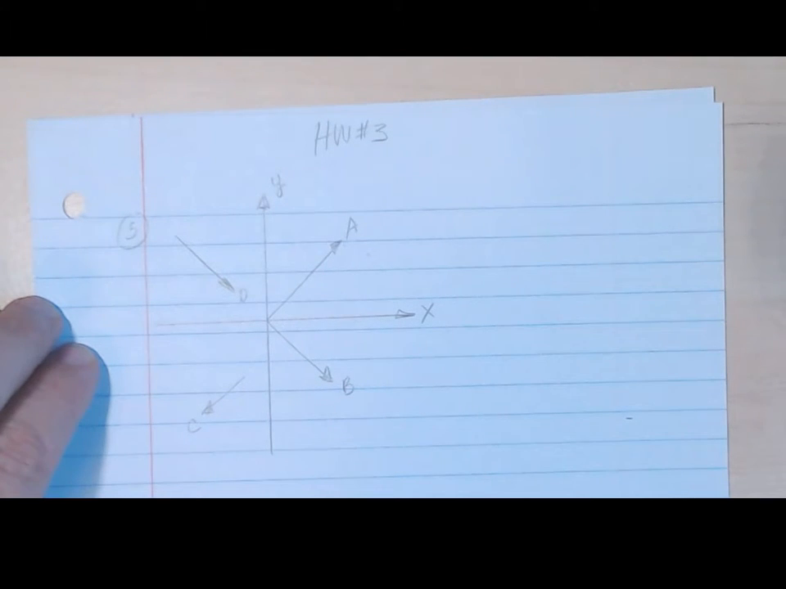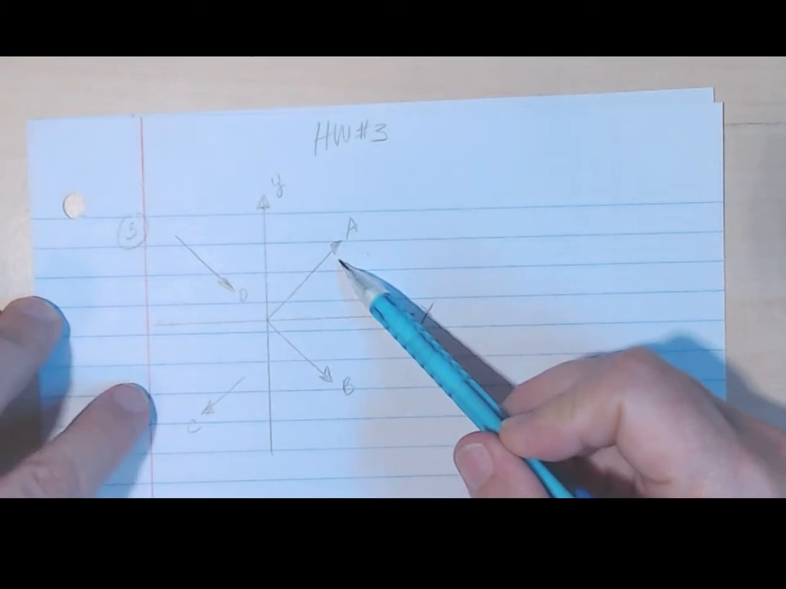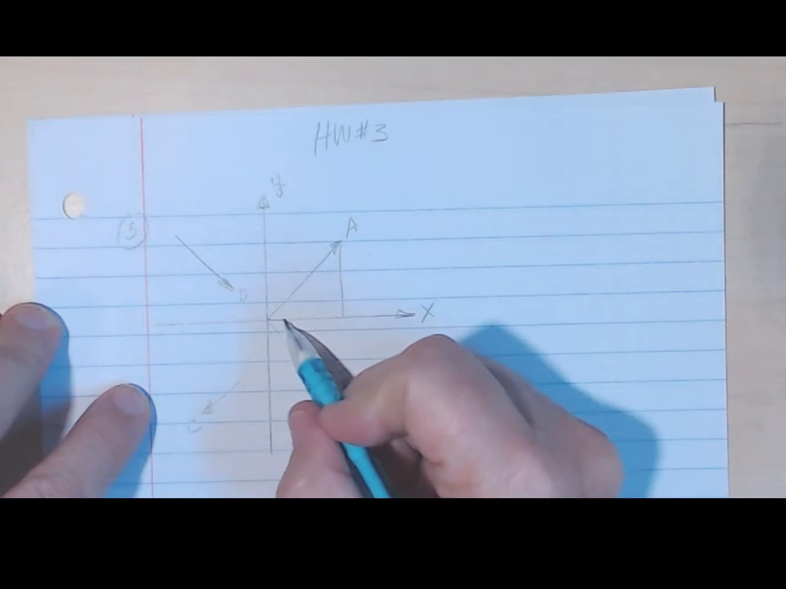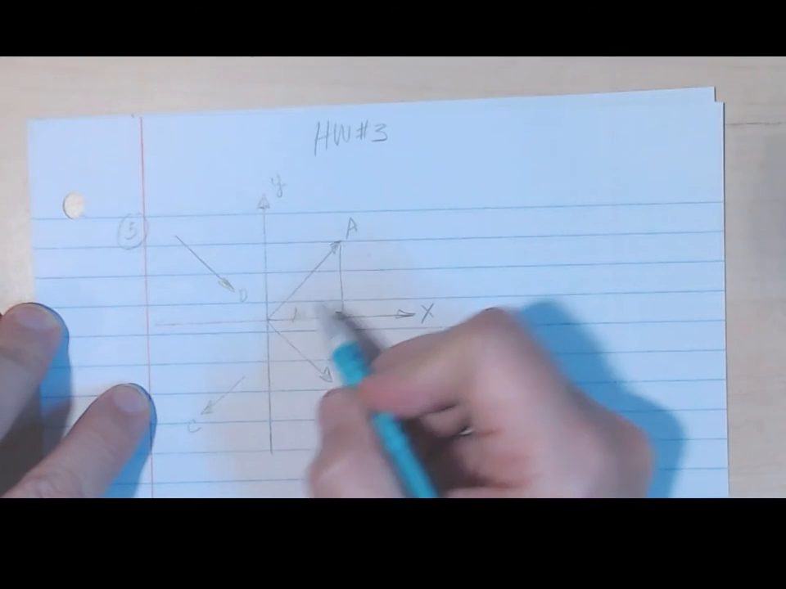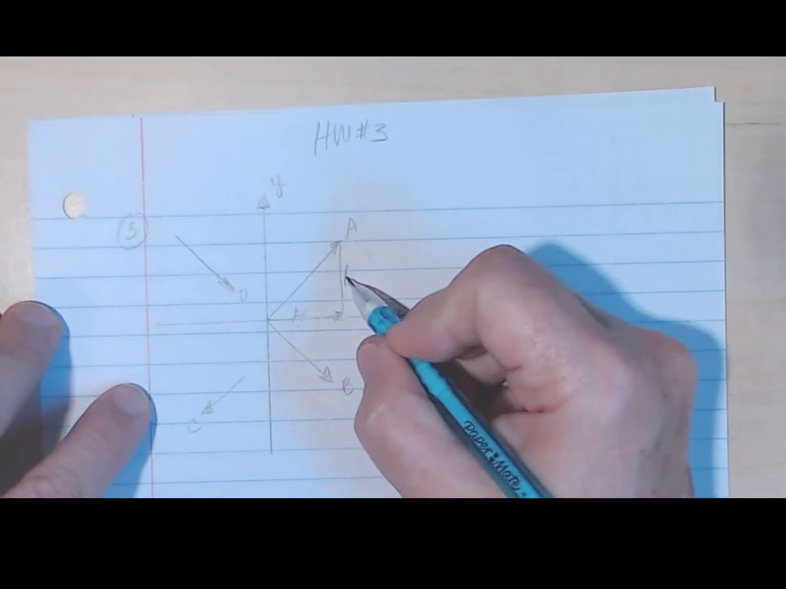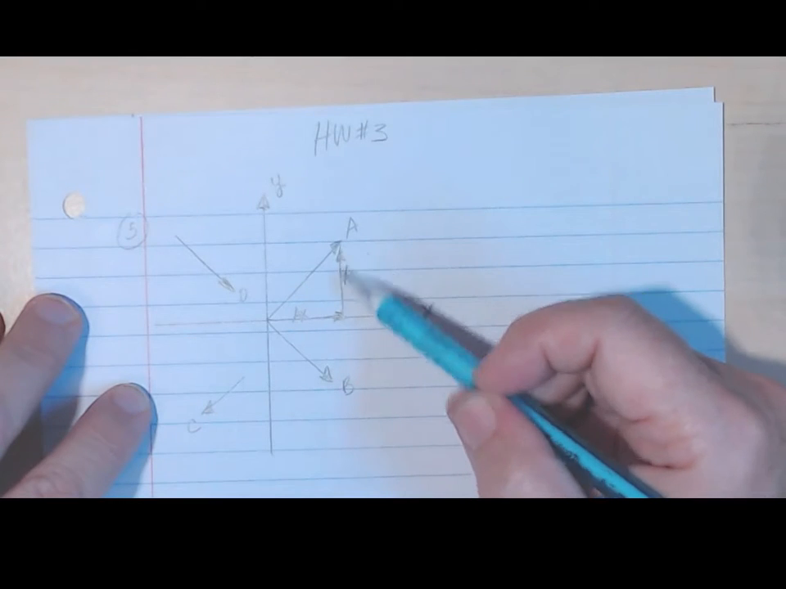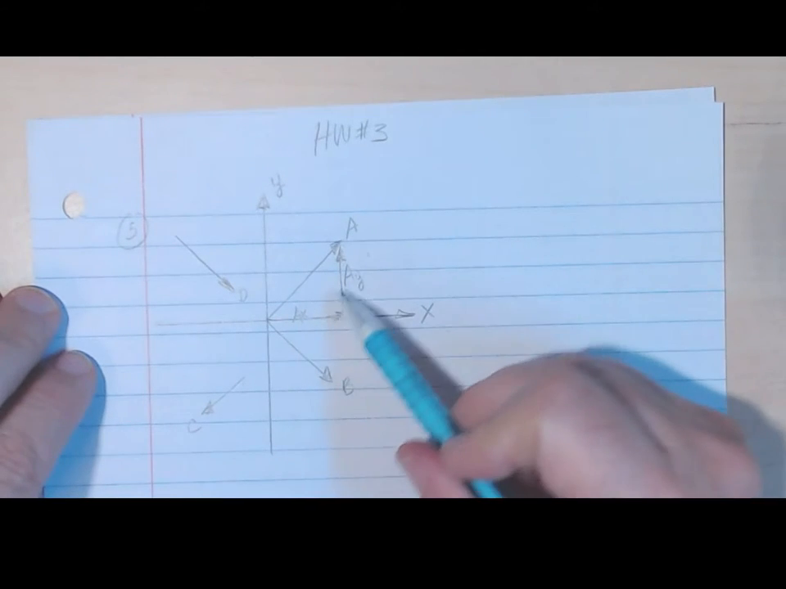On part A, they're asking us what is the x component of A. The first thing I need to do is break it into its components. So the x component is going to be this way. And always be sure to label these. It will avoid confusion. Always label them and put your tips on the arrows. So this is AX and this is AY.